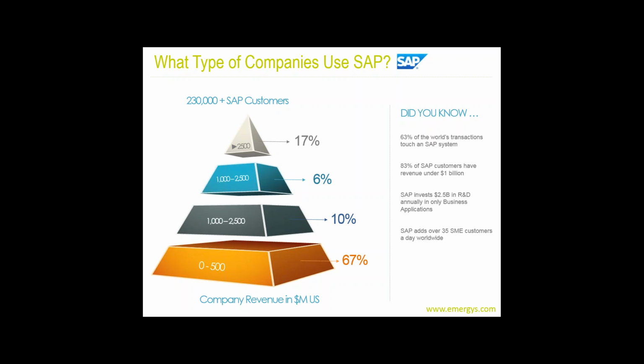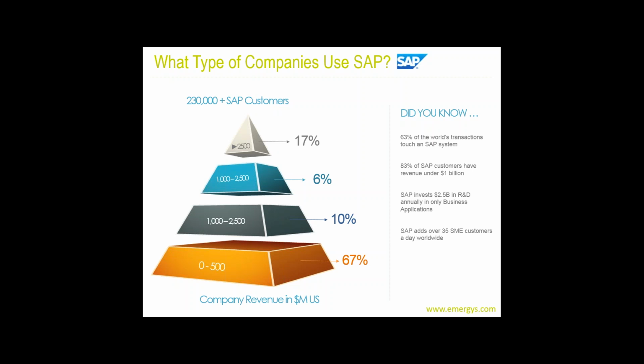The other real takeaway here is the investment in the future that SAP makes. You see down on the right, $2.5 billion in R&D annually, is more than most of our competitors even make in a year, and that's what's going back into the product every year at SAP.